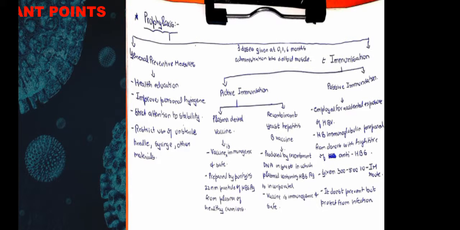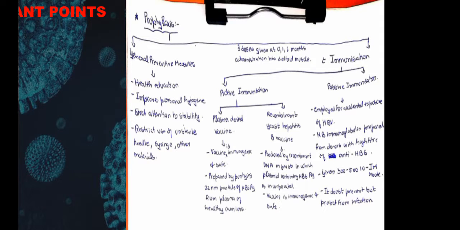The prophylaxis will include generally two aspects. One is the general preventive measures, and another is the immunization. So coming on to the general preventive measures, which are generally taken by a doctor or a dentist while practicing. This will include health education, improving personal hygiene, strict attention to sterility, and also using only disposable needles and syringes, and discarding the unsterile needle, syringe and other materials after they are used.